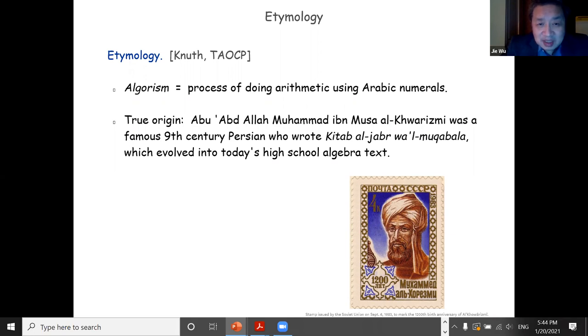So he's basically a 9th century Persian mathematician. He came up with the solutions of middle school, high school algebra. This word, I think, means algebra. He's very well known. I found this on the website: a stamp issued by the Soviet Union in 1983 to mark his 1200th birth anniversary. So it's interesting that he's the true origin of algorithm and algebra.